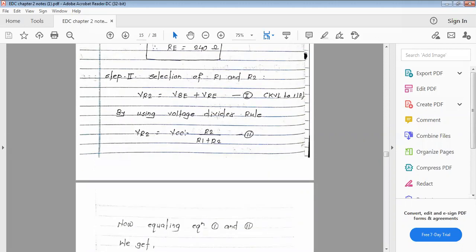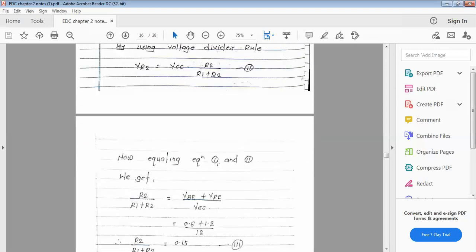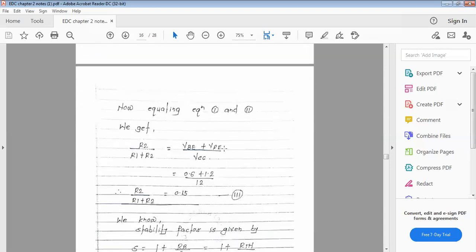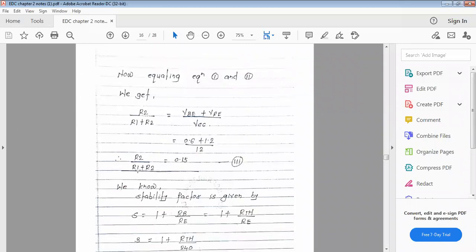Now what we have to do, we have to divide this VB and VRE with VCC. So see here, VB plus VRE divided by VCC. So this multiplied by VCC gets divided by VCC on the right hand side. So see, we know the value of VRE as 1.2, VB as 0.6. They have already given that value, VCC also 12. So we will get the value of this R2 divided by R1 plus R2 into 0.56.